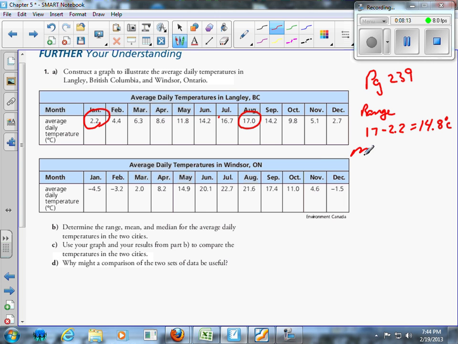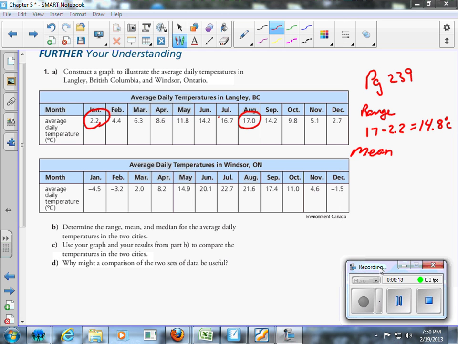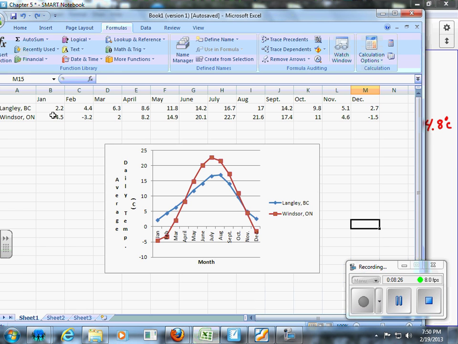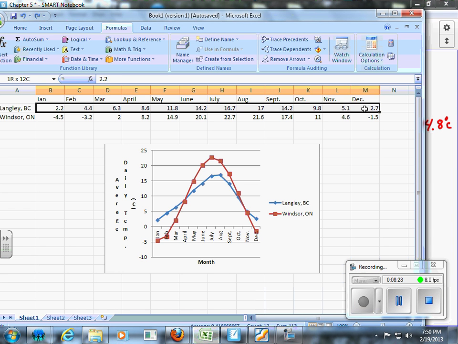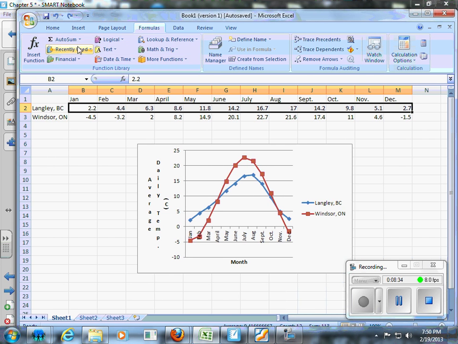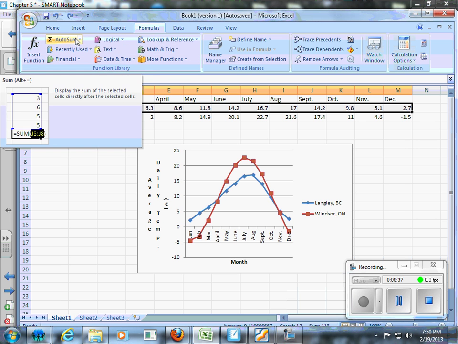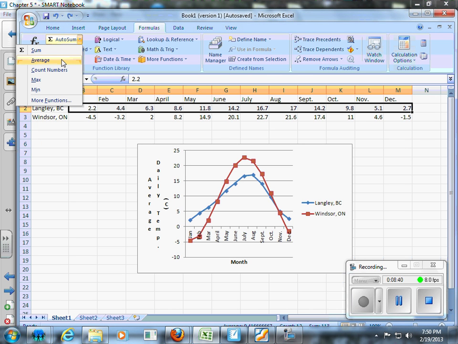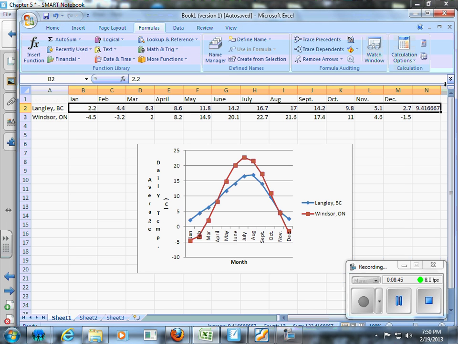The mean, now to find mean, we know we have to add up all the scores and divide by the number of scores that are there. Well, I can use Excel to quickly do that for me. I can highlight cells that contain the numbers I want, and under formulas and auto sum, I can pick average. Now we know it's called mean, but again, it's sometimes referred to as average. And my answer here is 9.41 or 9.42.